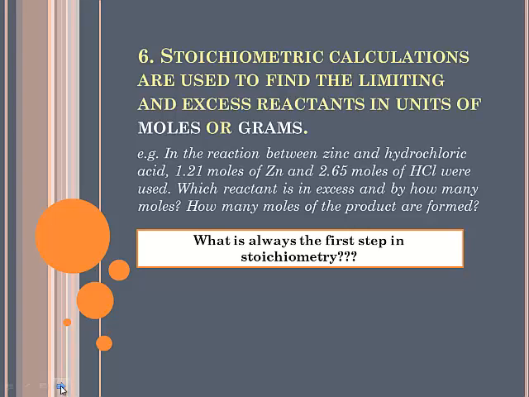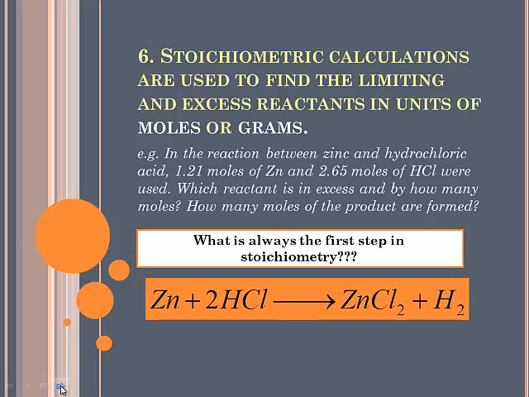Well, the first step in stoichiometry is always having a balanced chemical equation. And the balanced chemical equation for this particular reaction looks like this. You have zinc and 2 hydrochloric acids producing zinc chloride. Notice that zinc is a 2 plus ion, chloride a 1 minus ion, so when they pair together you need to have 2 of the chlorides, and hydrogen gas being a diatomic.